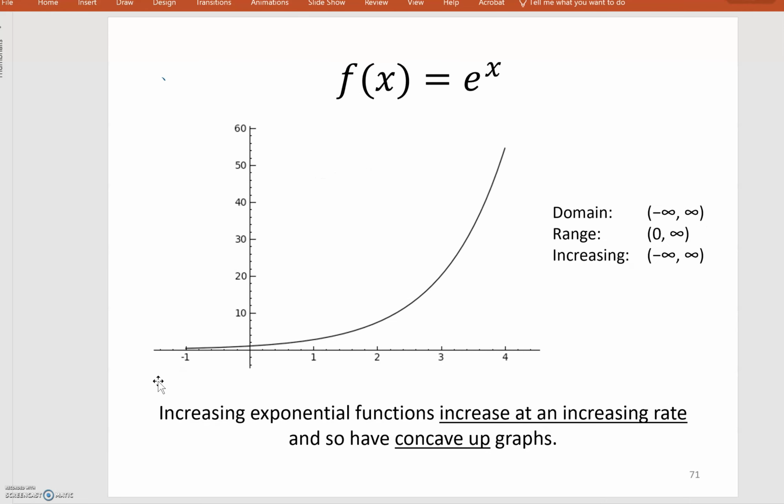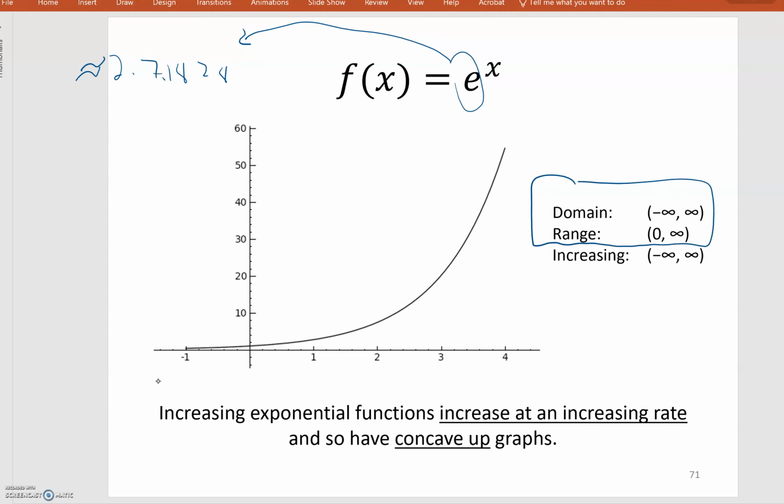E to the x is just an increasing exponential function. And remember that e is a number, approximately 2.71828. So we've got an exponential function with a base around 2.71828 raised to the x. And so this has the same properties of all our other increasing exponential functions. The domain and the range: domain is all real numbers, and the range is all numbers greater than 0, and it's increasing everywhere.